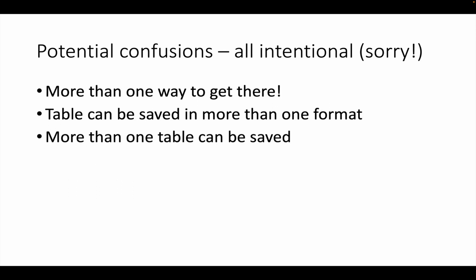The potential confusions in doing this, and all of these are intentional by design, I'm very sorry about how this is confusing. There is more than one way to get to WISE catalogs, and that's by design because people want to get to the WISE catalogs all the time. So there's more than one way to get there. It's also true that the catalog that you retrieve, the table, can be saved in more than one format. And it's also true that more than one table in the search results can be saved. So this is a source of confusion. Let's see if I can sort this out.